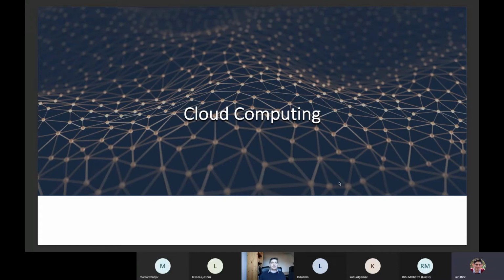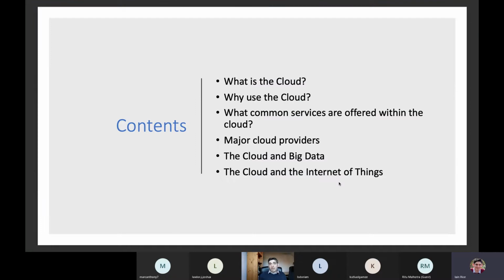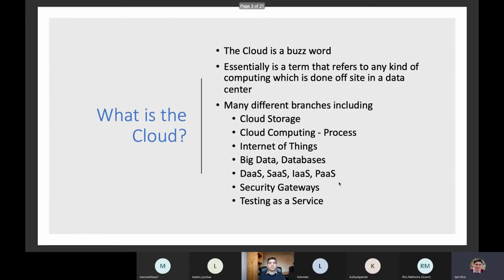So we're going to talk about what is the cloud briefly, why you would want to use the cloud, common services. Some of the major cloud providers will list those out. The cloud and big data, and the cloud and Internet of Things. I'll try and give a bit of meat on the bones as to what we mean by big data and Internet of Things as well. They're a bit subjective, but it's more of a discussion at that point and getting you used to the terminology and the understanding of what we mean with those.